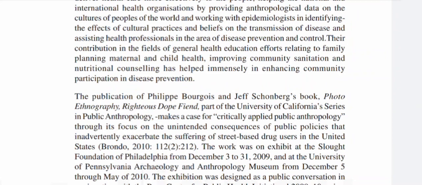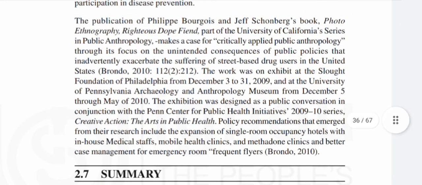Brondo 2010. The work was on exhibit at the Slought Foundation of Philadelphia from December 3 to 31st, 2009, and at the University of Pennsylvania Archaeology and Anthropology Museum from December 5 through May 2010. The exhibition was designed as a public conversation in conjunction with the Penn Center for Public Health Initiatives 2009-10 series, Creative Action: The Arts in Public Health.